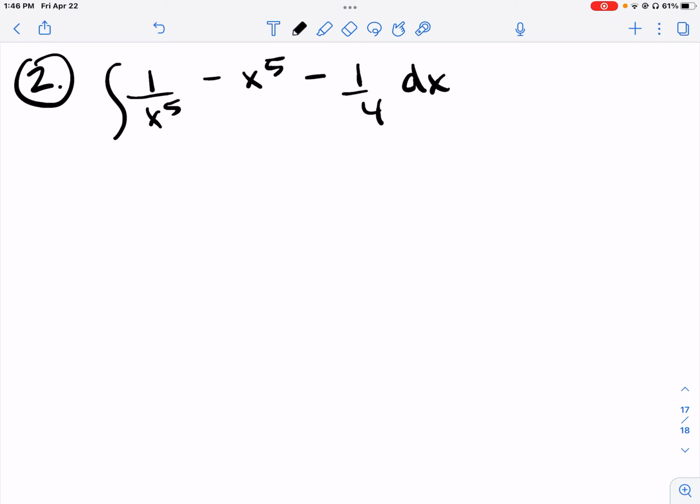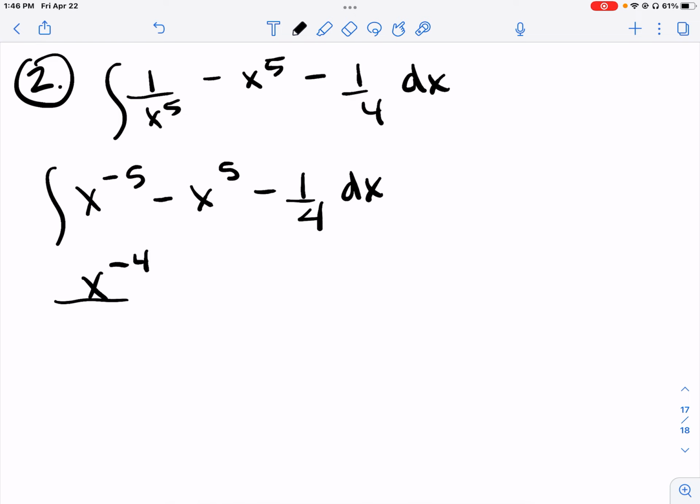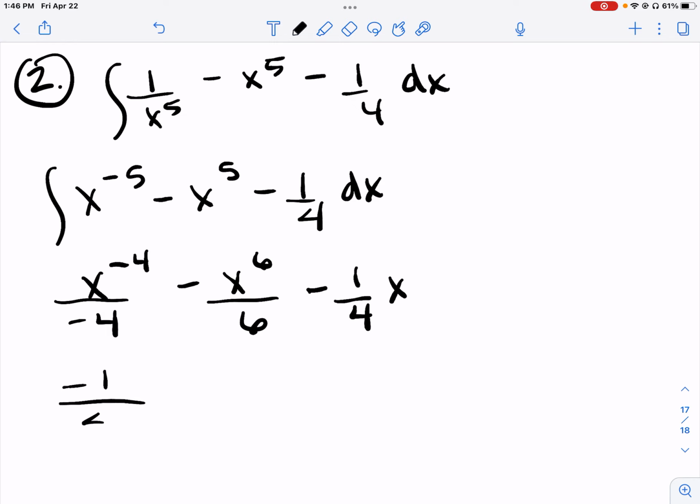Okay, on this one, I'm going to change that 1 over x to the 5th to x to the negative 5, so I can use my power rule. So I'm going to add 1 to negative 5 and divide by it. Add, divide. The integral of 1/4 is 1/4 x. Okay, I'm just going to clean up that first part. So that would be minus 1/4. Bring that x to the negative back down.